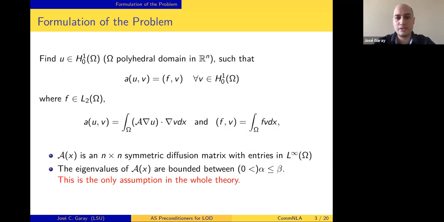Here's the standard formulation of an elliptic problem where we have a bilinear form A defined by this integral that contains a diffusion matrix denoted by calligraphic A, which is a symmetric matrix and has entries in L infinity. All the eigenvalues of this matrix are bounded from above and below by two positive constants, alpha and beta. This is the whole assumption that we make in this theory. So we don't make assumptions about the periodicity of the entries of A or any regularity assumption.